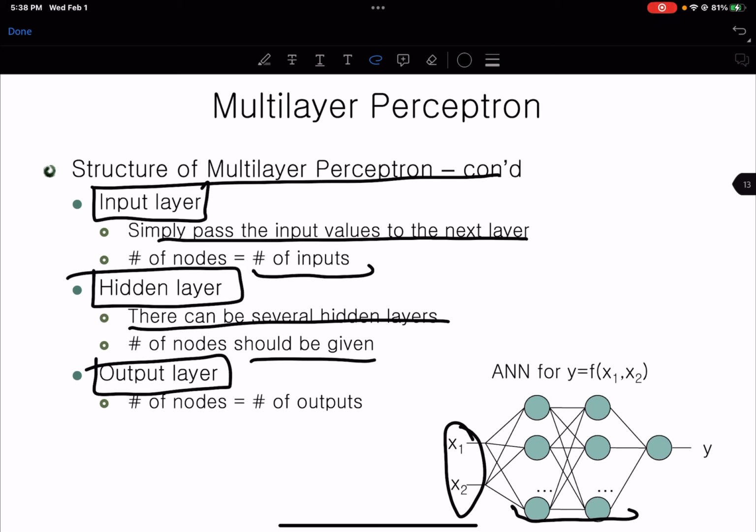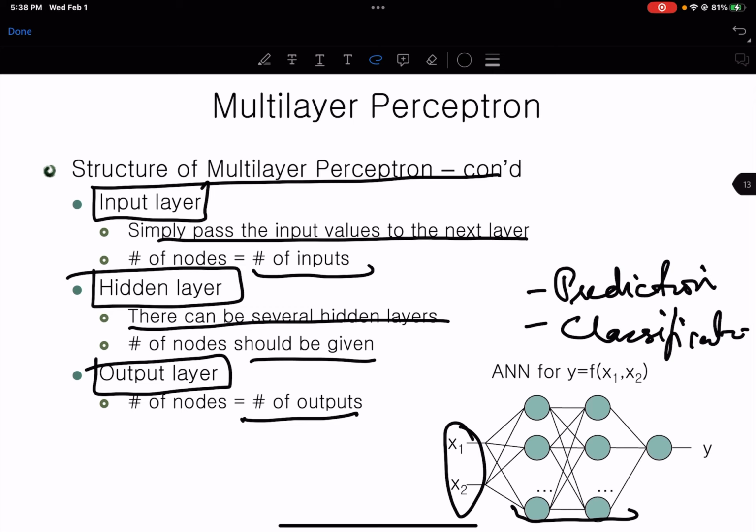And finally, we have the output layer, and it depends on what kind of problem you have defined. Is this a prediction problem? Is this a classification problem? Binary classification, multi-label classification, prediction, multiple predictions, or only one prediction? It depends on your problem at hand. So the number of output nodes depends on the number of outputs that you have. The number of input nodes depends on your input, and for the hidden layer you have to define yourself how many nodes there will be.